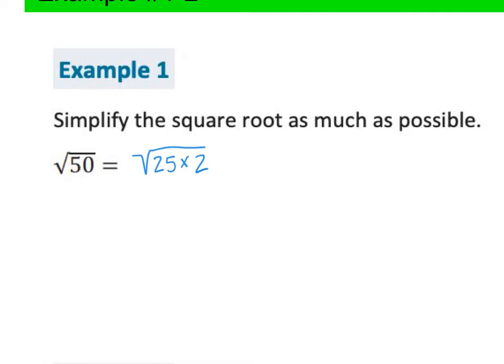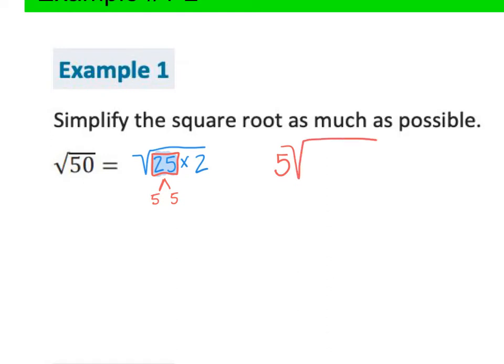So I haven't done too much so far. All right. Now I'm looking within this radical symbol, and I'm looking at this number 25. Do I know the square root of 25? What times what is 25? Well, 5 times 5 is 25. So what I can do is take this out because I can find the square root of this. So I took it out and I can put it on the outside of my radical symbol.